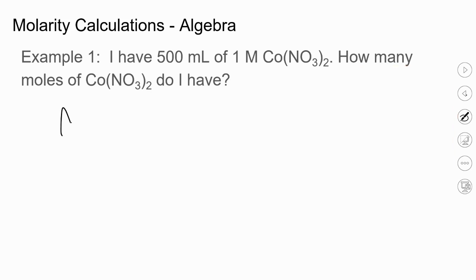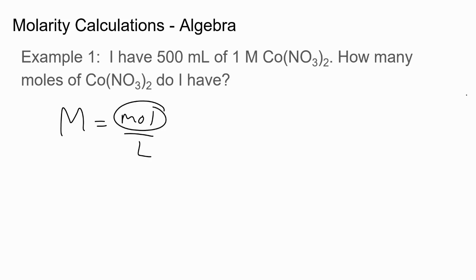We have molarity is moles per liter. So this question says I have 500 milliliters of 1 molar cobalt nitrate. How many moles of cobalt nitrate do I have? So as long as I have 2 of these, this is an algebra problem. As long as I have 2 of these, I can find the third one. Then I just solve. Okay. So this one I'm looking for moles. I don't know moles. How many moles?